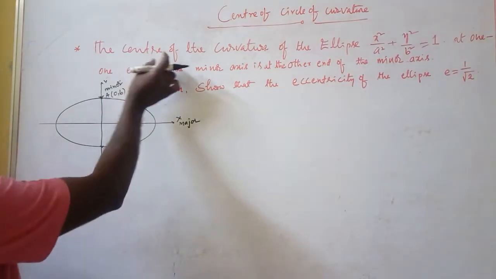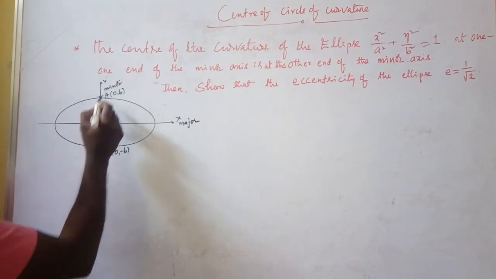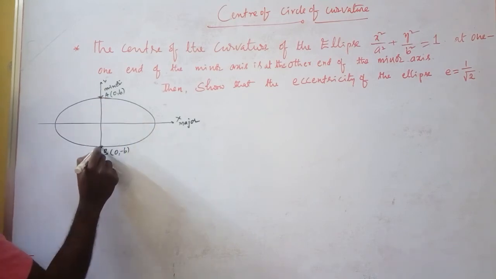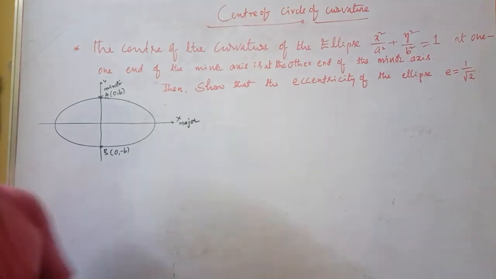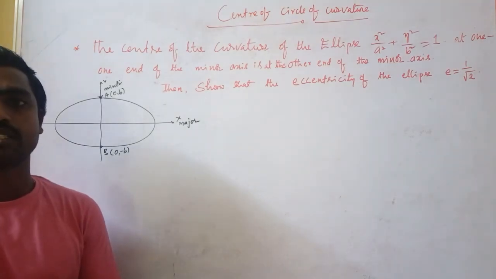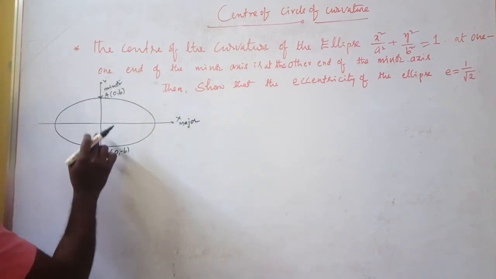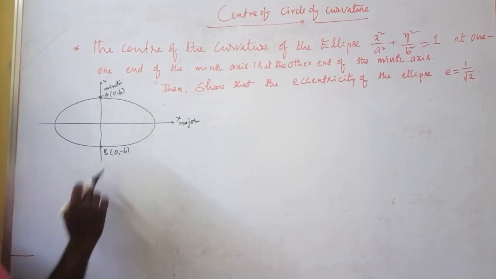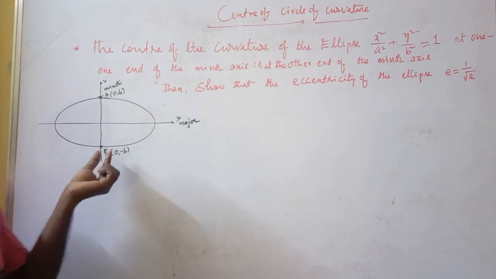Next, the center of curvature at one end of the minor axis is at the other end of the minor axis. That means one end is A, and the center of curvature of point A is B. Another end is B, and the center of curvature of point B is A. So they are opposite. The minor axis is the y axis, so the points are 0 comma b and 0 comma minus b.